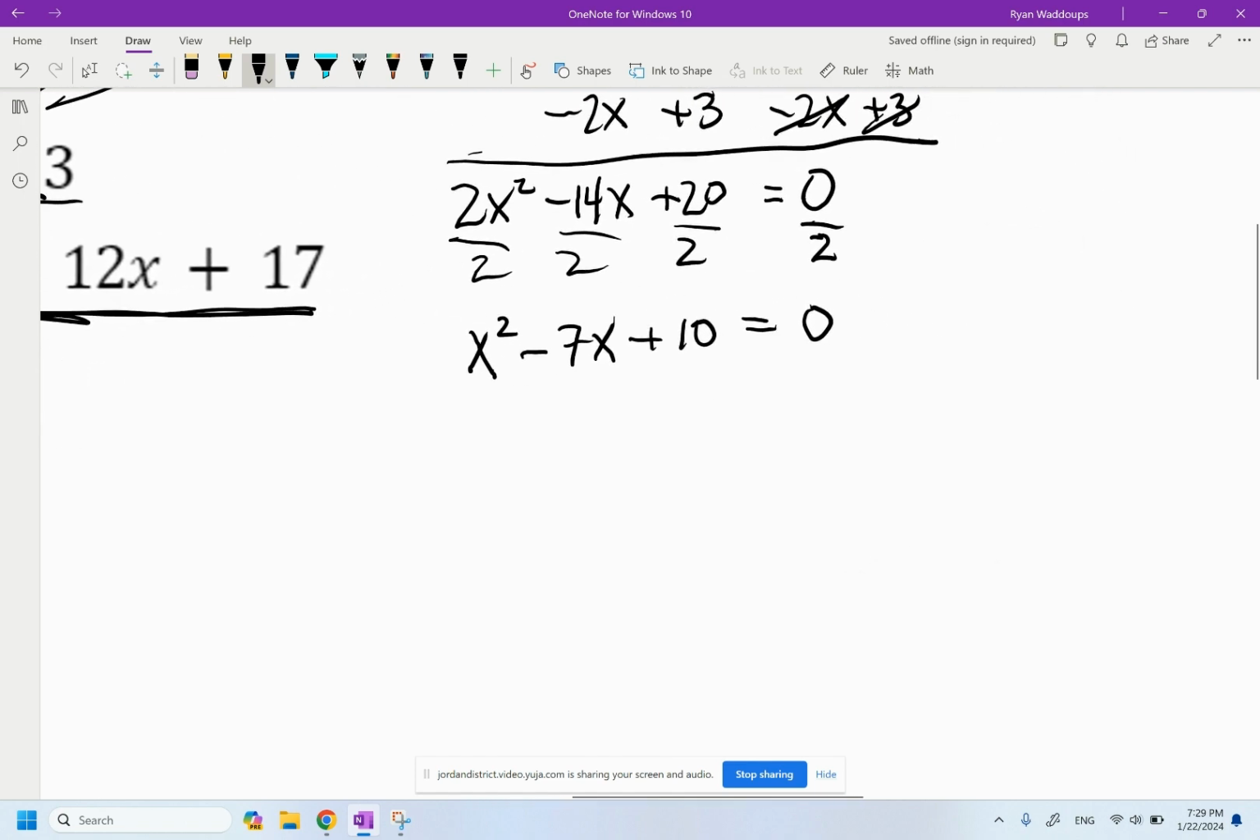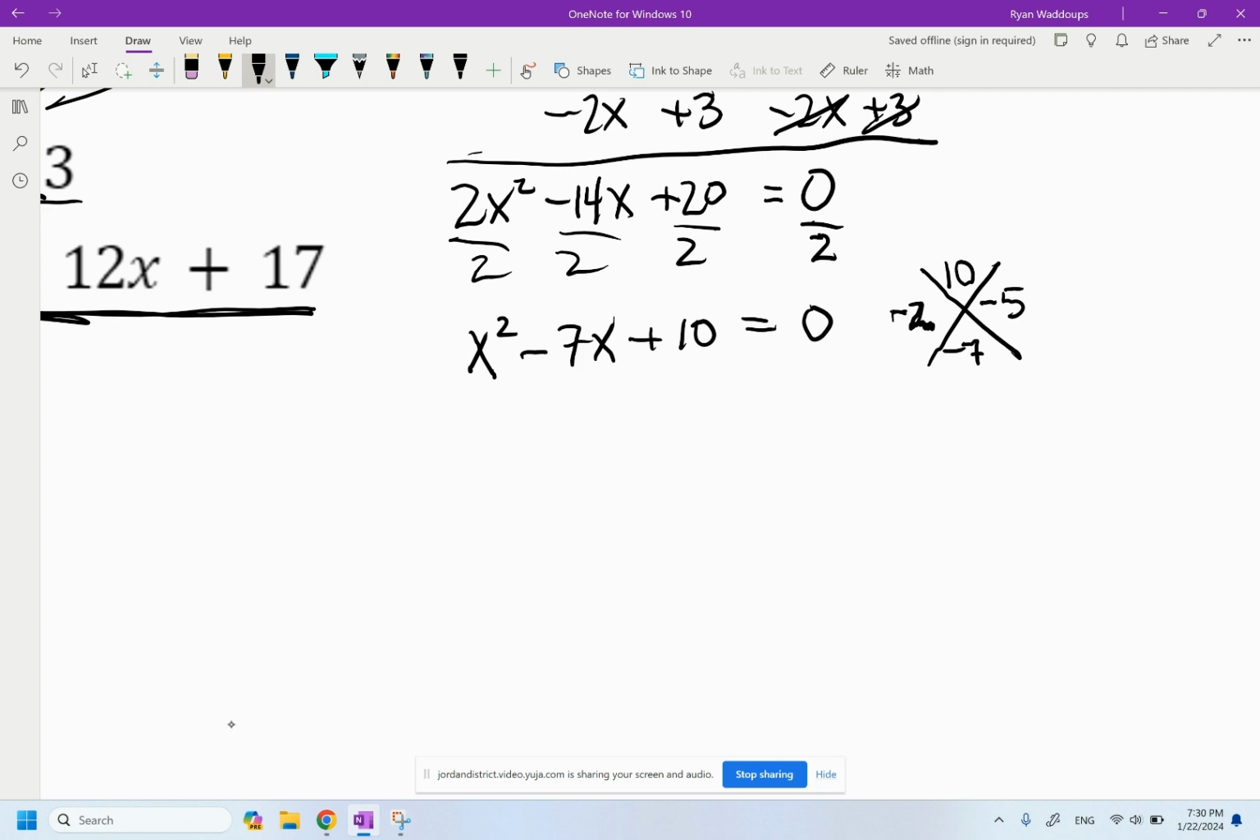I've taken out the GCF, divided it out, and now I'm going to see if I can factor this as a trinomial. And so I take my a times c. A is 1 now, and c is 10. And 1 times 10 is 10, and my b value is negative 7. And so I'm looking for two numbers that multiply to 10, that add to negative 7. And I know that 2 times 5 gives me 10, but 2 plus 5 gives me 7, not negative 7. So I need to make both of these negative, because a negative times a negative is positive, so that still equals 10. Then negative 2 plus negative 5 does equal negative 7.